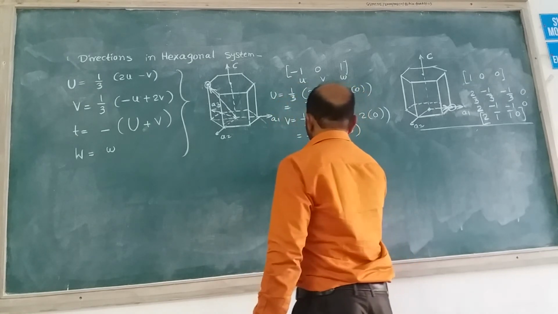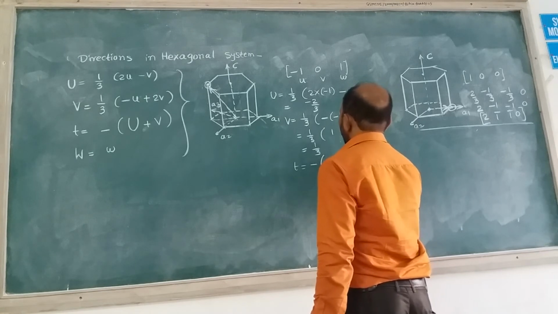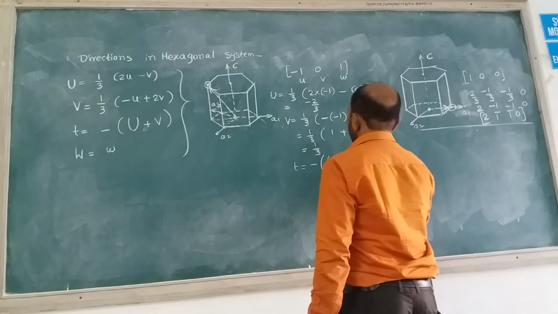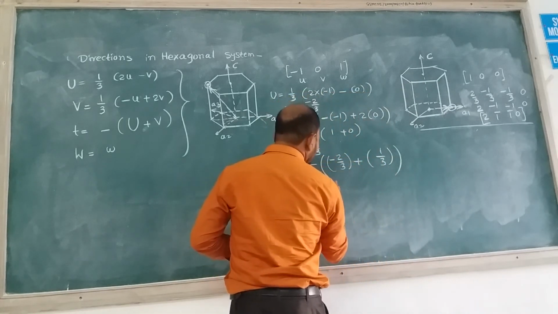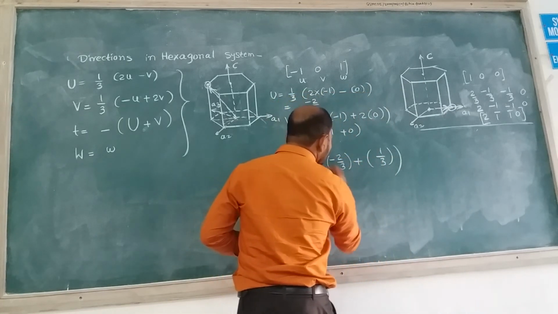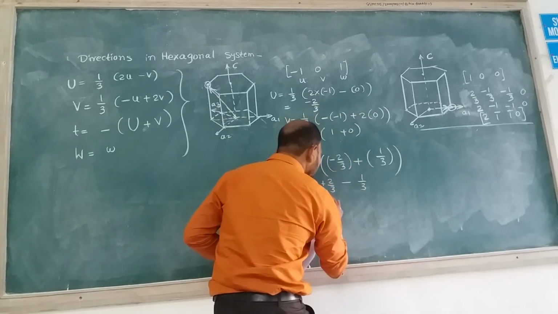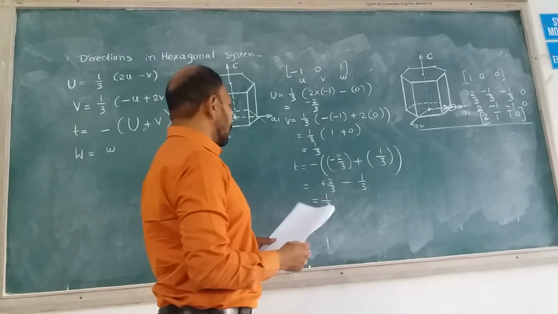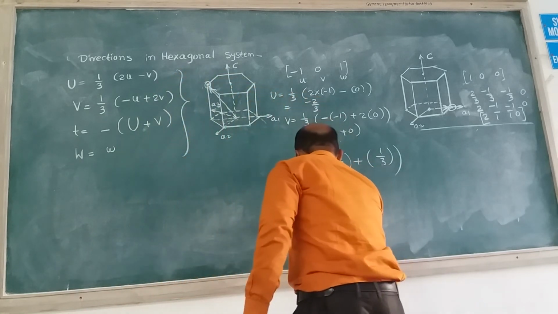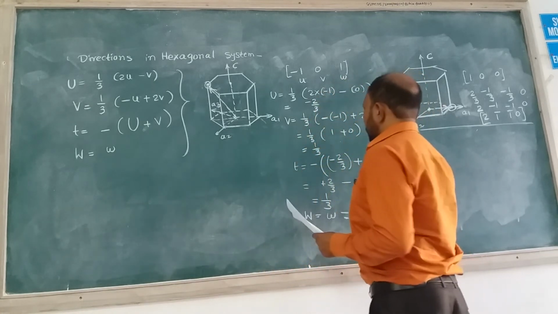Then T becomes minus in bracket U plus V, where U is -2 upon 3 plus V, that is -1 upon 3. So the value becomes 1 upon 3. So this is the value for T. What is W? W is equal to W, which is equal to 1.